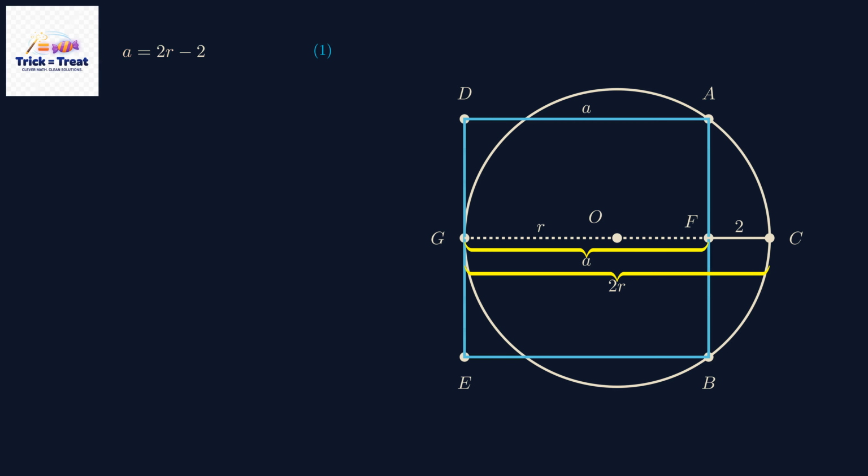Great! We have a direct link between the square and the circle, but we have two variables, A and R. In algebra, one equation isn't enough. We need a second relationship. This is where we need to hunt for a triangle, specifically a right-angled triangle. Let's connect the center O to the corner of the square, point A. See triangle AOF?